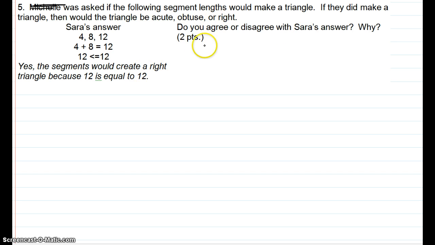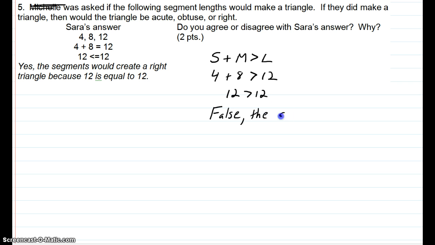Well, there's two parts to this. First, does it make a triangle? The way we see if the side lengths will make a triangle is we take the small side plus the medium side, and that has to be bigger than the large side. So let's go 4 plus 8, is that greater than 12? So is 12 greater than 12? Well, the answer to that is no. So since it's false, the sides do not make a triangle.